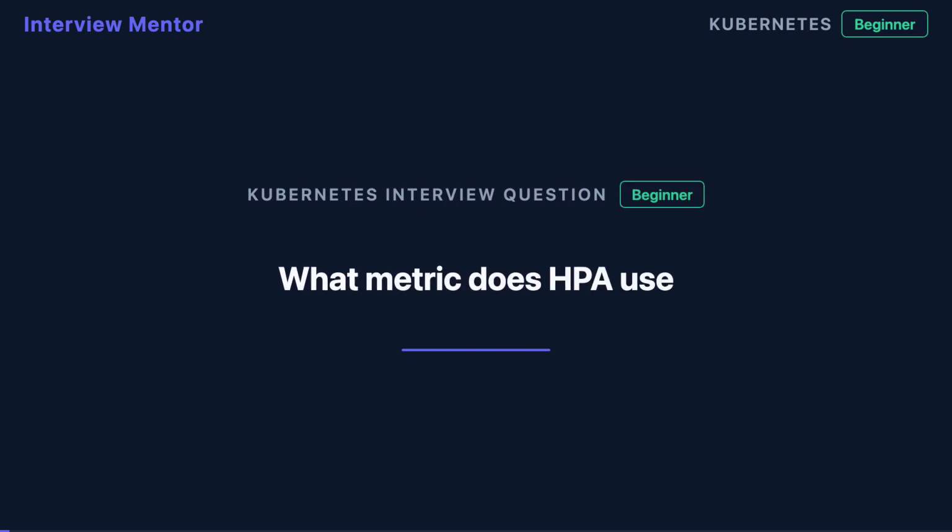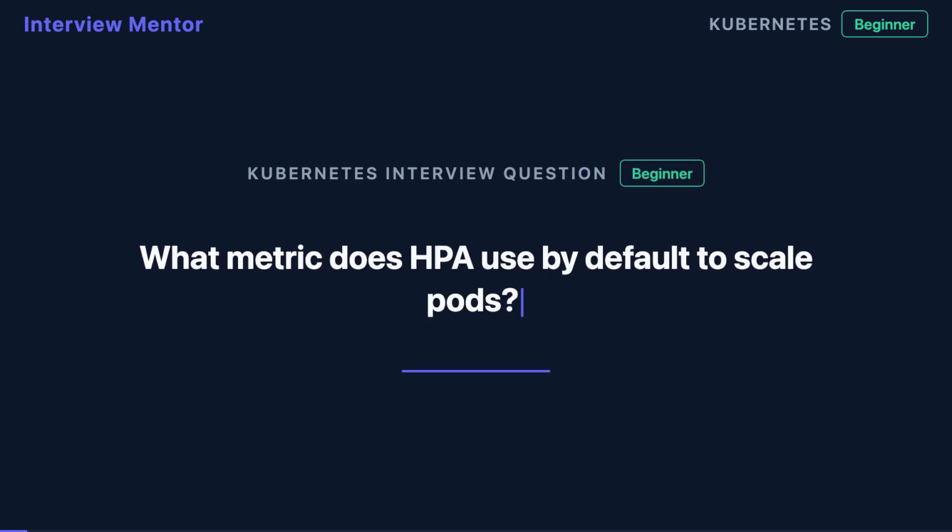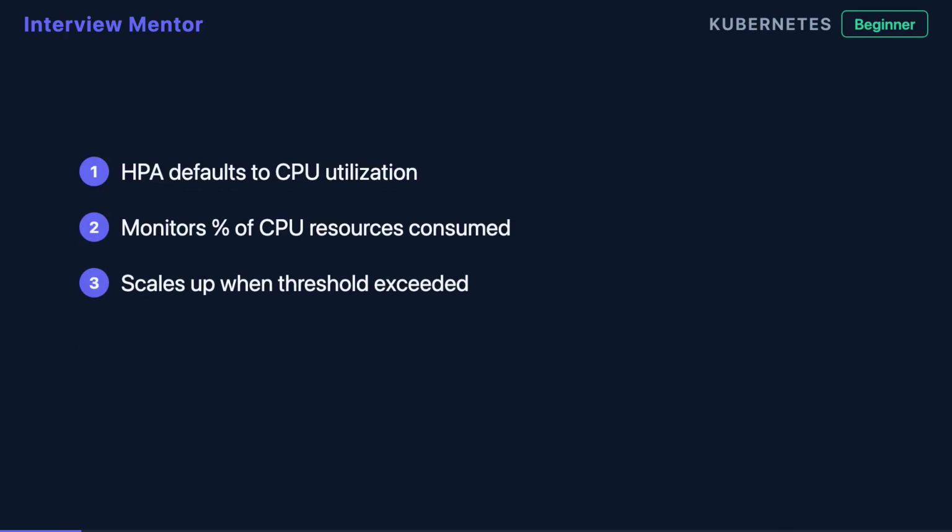Many developers assume HPA scales on memory by default, but that's not quite right. Let's break down what the Horizontal Pod Autoscaler actually uses. The Horizontal Pod Autoscaler uses CPU utilization as its default metric. This means it monitors the percentage of CPU resources each pod is consuming.